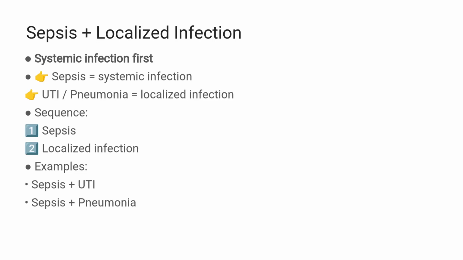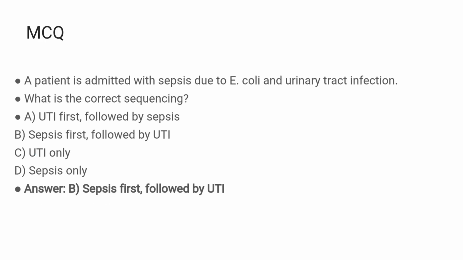Sepsis sequencing guidelines. Let's understand sepsis sequencing guidelines. If the patient is admitted with both systemic infection and localized infection, we should code the systemic infection first. Sepsis is a systemic infection because it affects the whole body. Conditions like UTI and pneumonia are localized infections. So in cases of sepsis with UTI or pneumonia, sepsis should be coded as principal diagnosis followed by the localized infection.